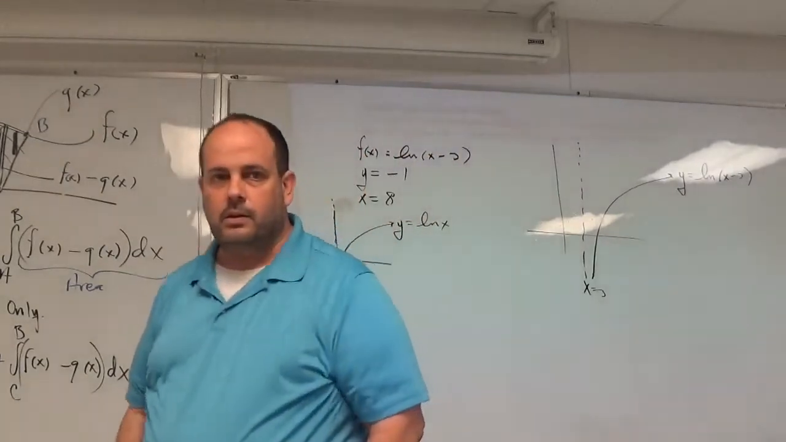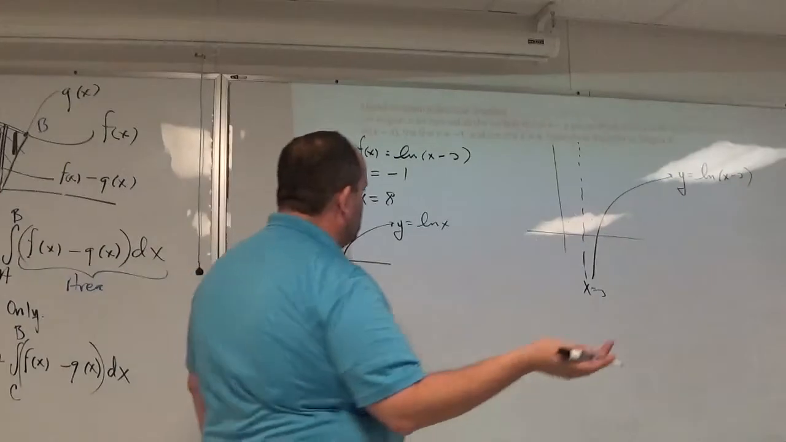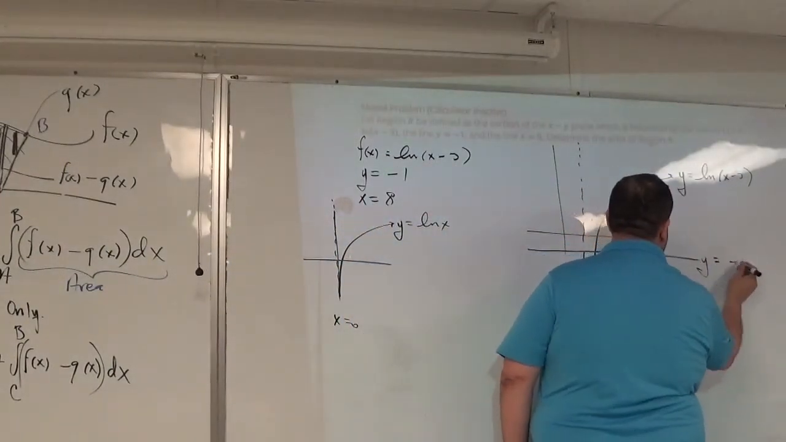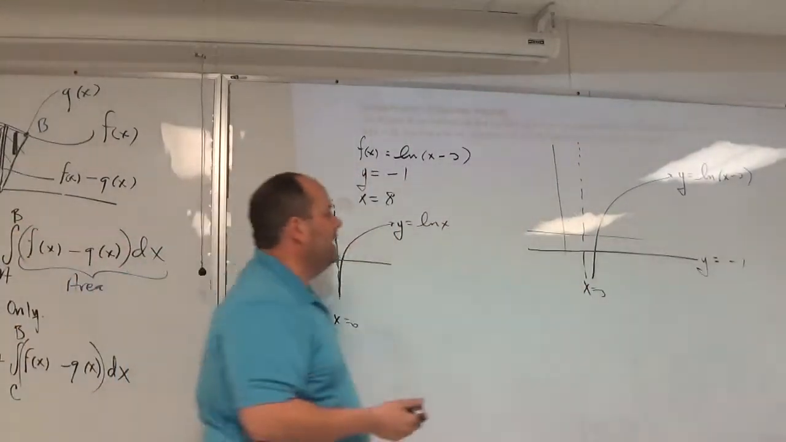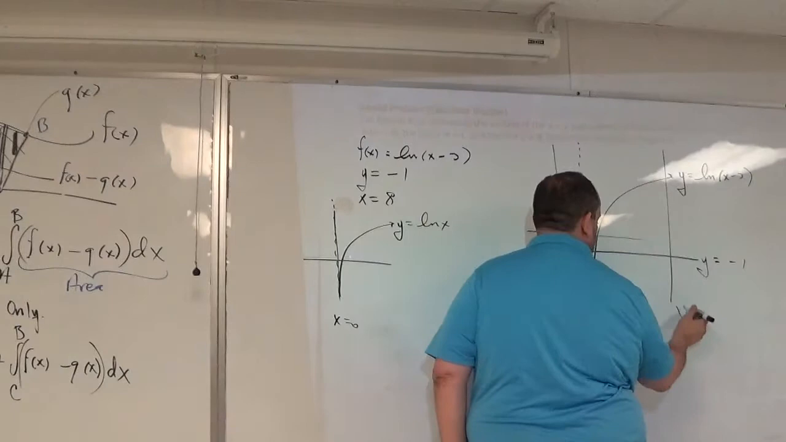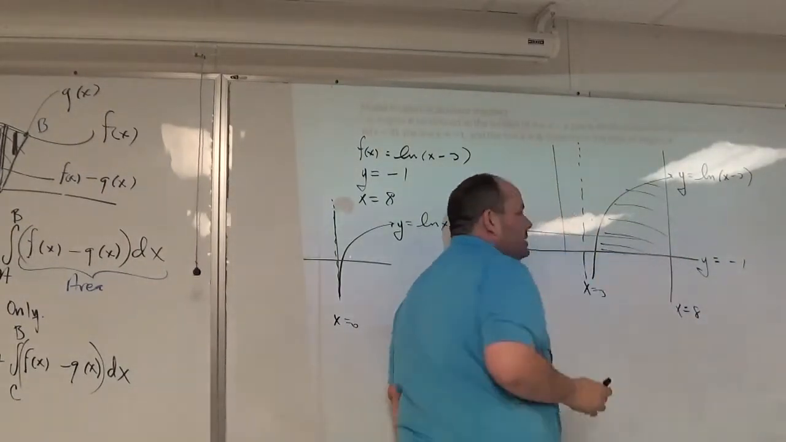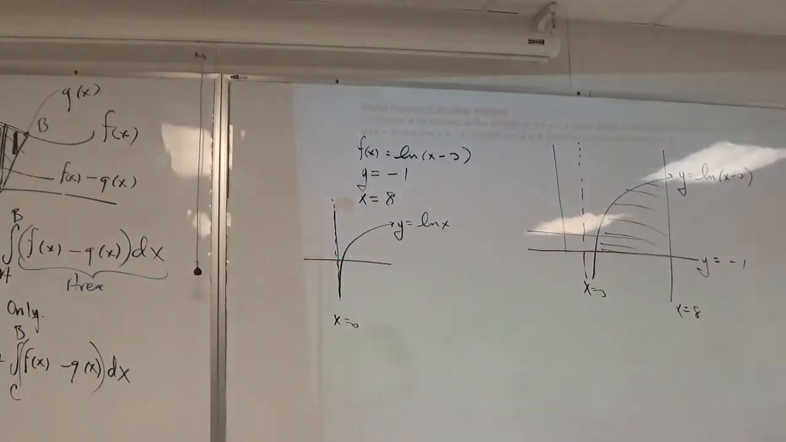Y equals -1. Do we know what that looks like? Straight line. It's a horizontal line. X equals 8, vertical line. The region that you're looking for is that guy here. I would hope that for the most part, we're okay so far. Now what?